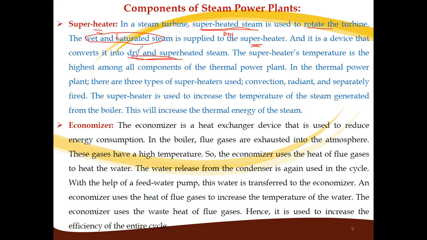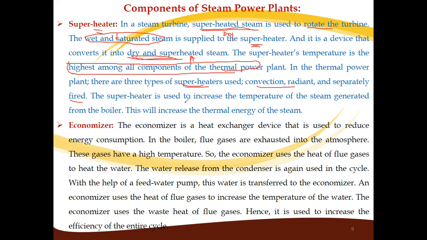So that is the main function of superheater. The superheater's temperature is the highest among all other components of the thermal power plant. So the highest temperature of all these components in the thermal power plant is at the superheater. In a thermal power plant, there are three types of superheaters used. It may be radiant type, convection type, and separately fired superheater.